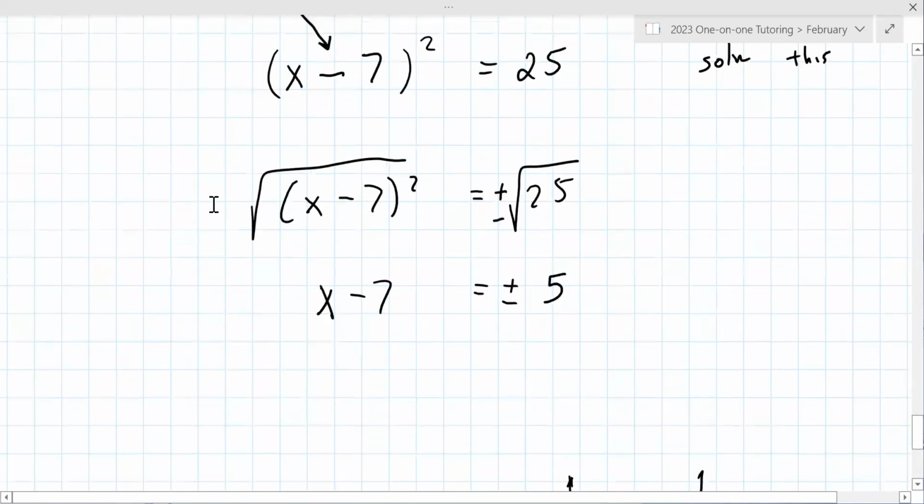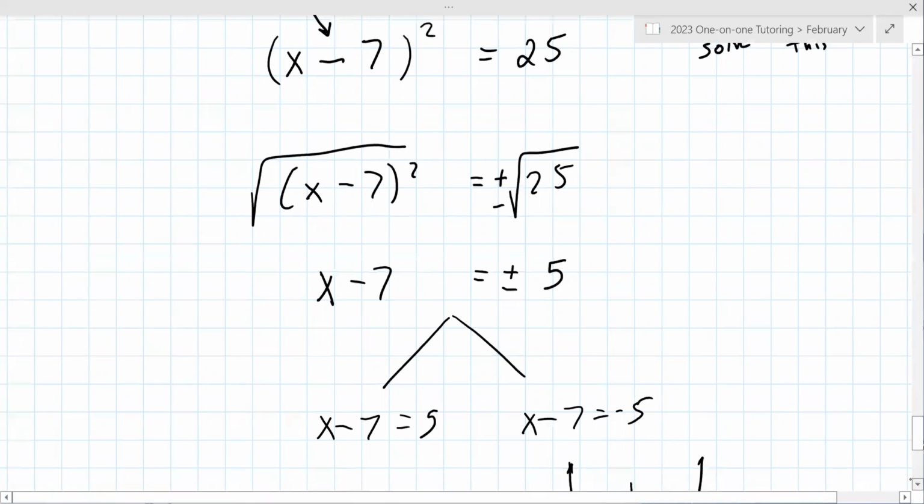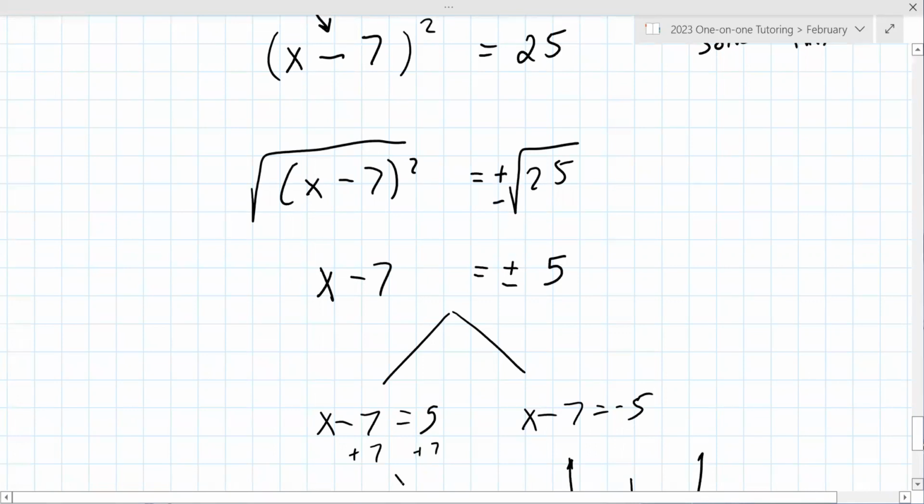So you have to do kind of case 1, case 2: x minus 7 equals 5, x minus 7 equals minus 5, and solve. So you're going to add 7 to both sides. So x equals 12. Am I going to be doing that on my test that way? Yes. The way I've showed you here is how you want to do it.